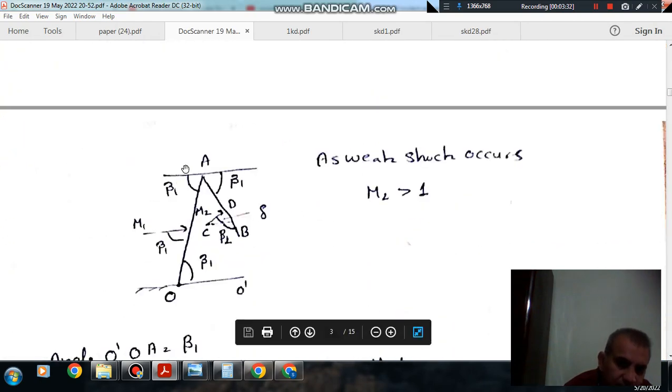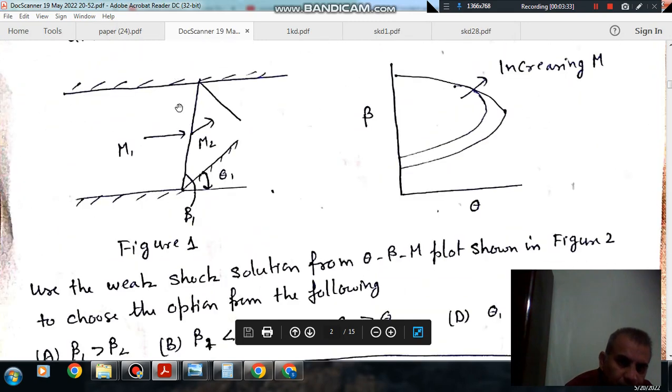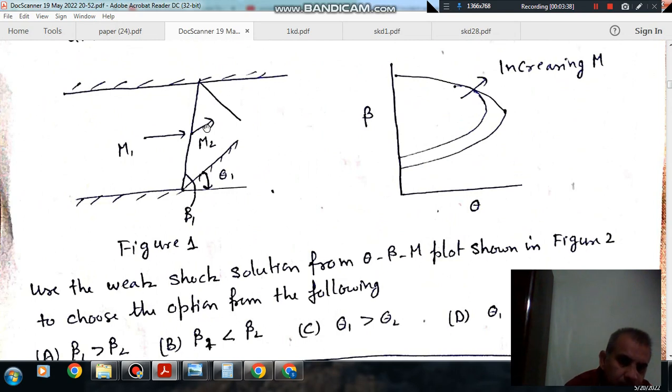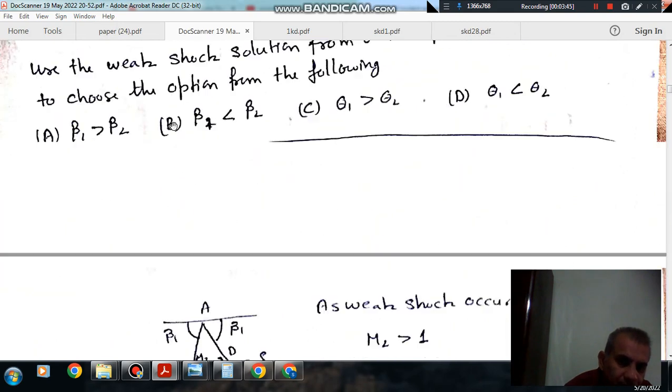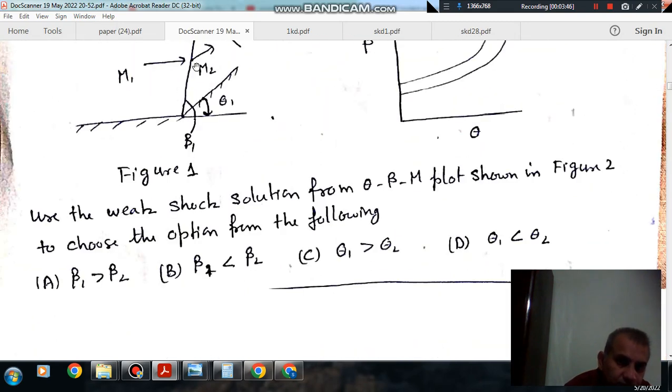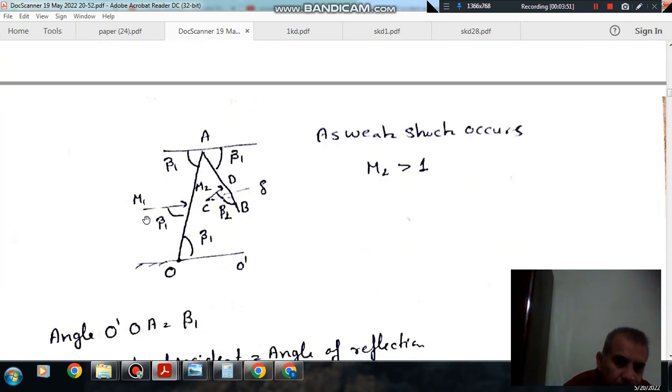So let us consider this diagram and assume a weak shock wave. A weak shock wave means the Mach number M2 is more than unity. Considering a weak shock wave, M2 will be more than unity. So this is your M1 and this is your beta 1. And these angles are equal, so this is also beta 1 and this is also beta 1.